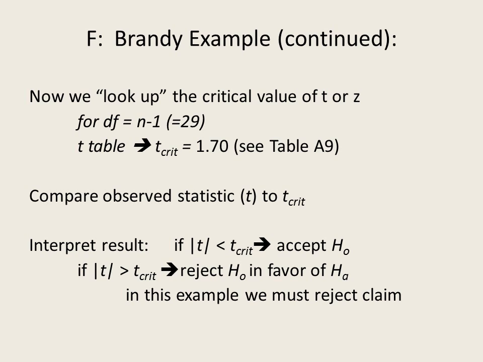Now we compare our test statistic to the critical value. If the absolute value of our test statistic is less than the critical value, then we accept the null hypothesis. If, however, we have a relatively large magnitude for our test statistic and it's greater than t-crit, then we reject the null hypothesis in favor of the alternative hypothesis. In this case, we're comparing the value, which was minus 3.9, to the critical value 1.7, and we have a relatively large test statistic, so we have to reject the null hypothesis in favor of the alternative hypothesis. So we don't believe the brandy manufacturer is right about the assertion that it's got at least 40% alcohol. And we have a fairly convincing data set to demonstrate that.